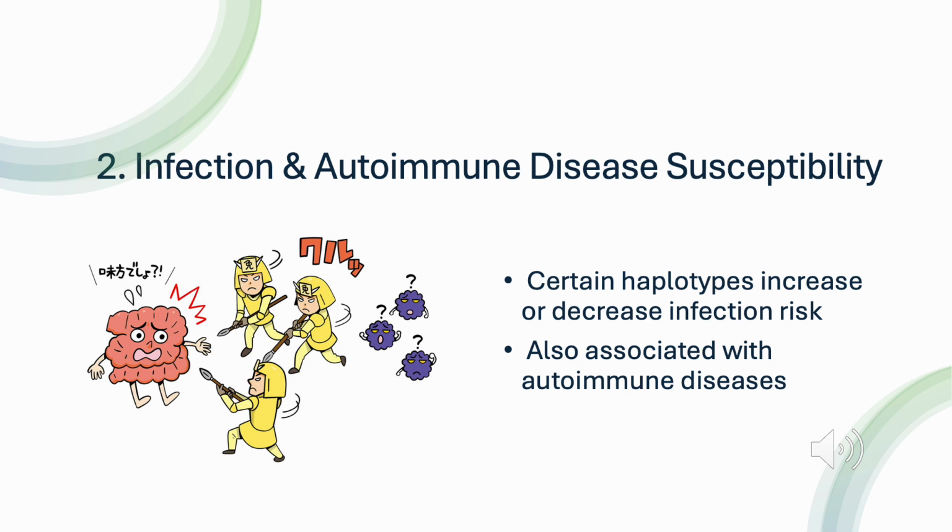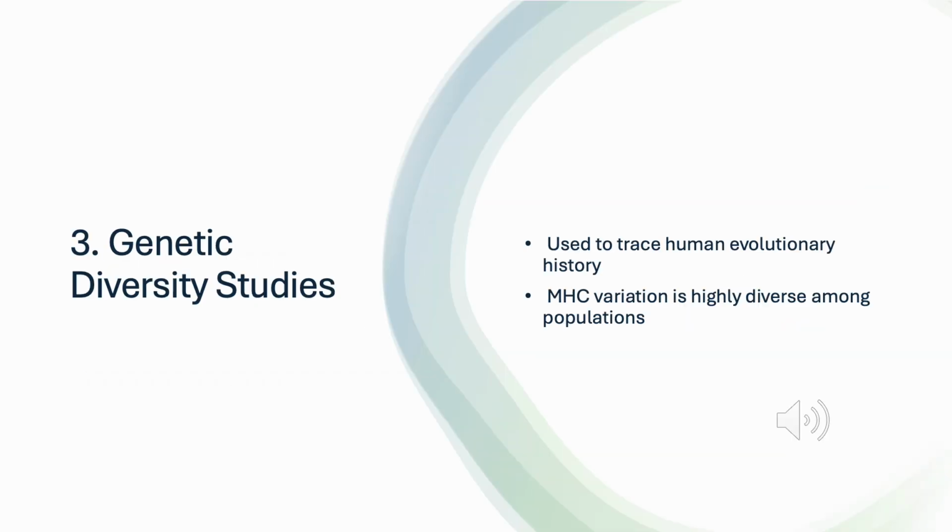Different MHC haplotypes affect how efficiently the immune system recognizes pathogens. Some haplotypes make individuals more resistant or more vulnerable to specific infections. Additionally, certain MHC combinations are linked to autoimmune diseases, such as type 1 diabetes and rheumatoid arthritis.